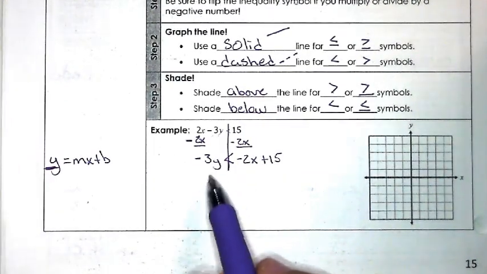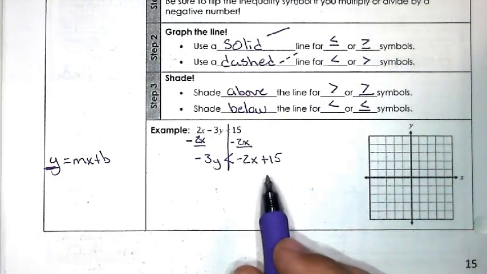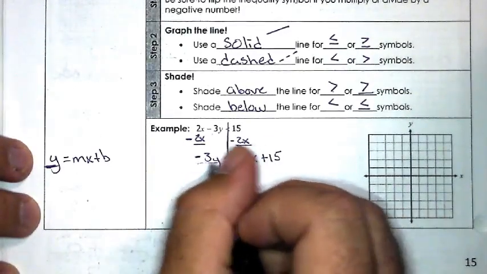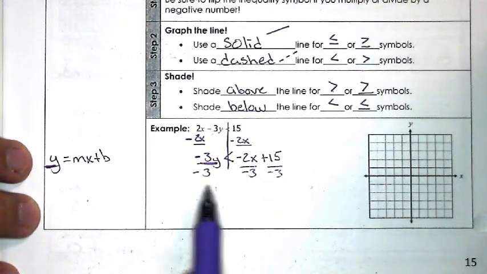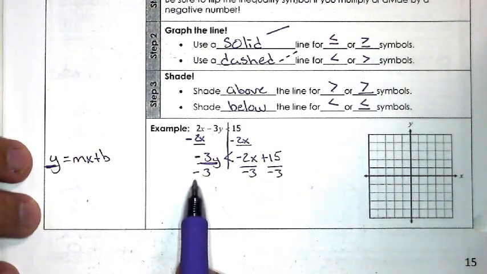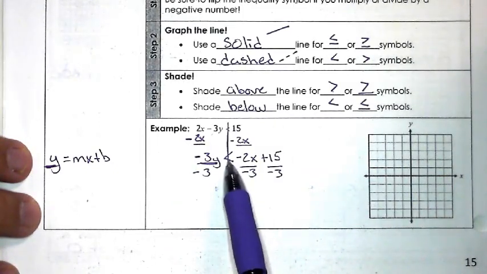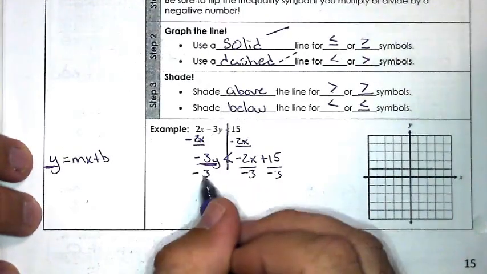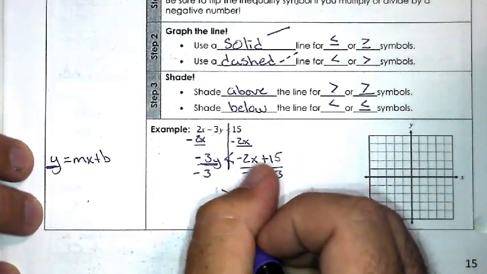Now I need to isolate my y. How do you isolate something? What operations? Divide or multiply. Okay? So I am in this situation going to divide. Now I am dividing by a negative. Dun, dun, dun. So what happens to my symbol? It flips. So if I divide by a negative, this goes from less than to greater than.